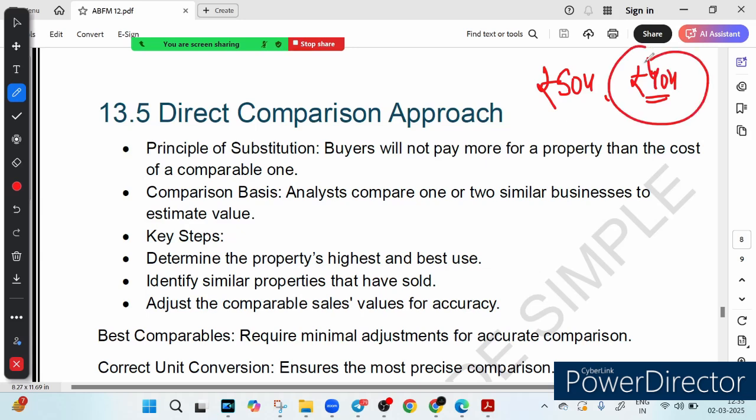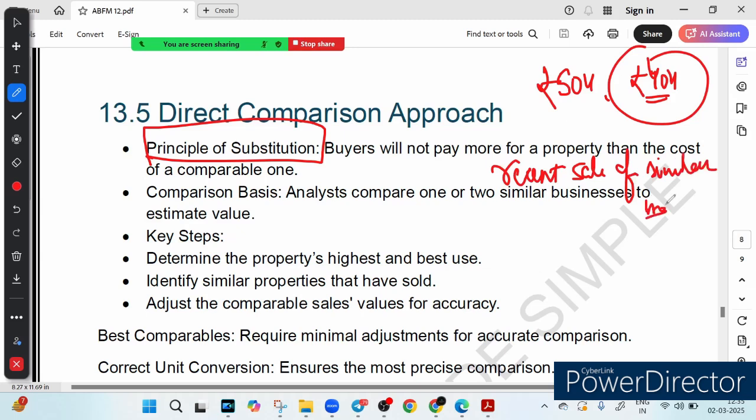A buyer won't pay more for a company or property if a similar one is available for less. This is called the principle of substitution. If a similar company is available for less, why would a buyer pay more, right? So valuation experts compare recent sales of similar businesses to estimate the correct price. So recent sales of similar businesses, this is called the direct comparison approach.